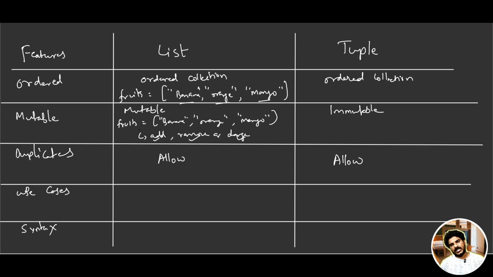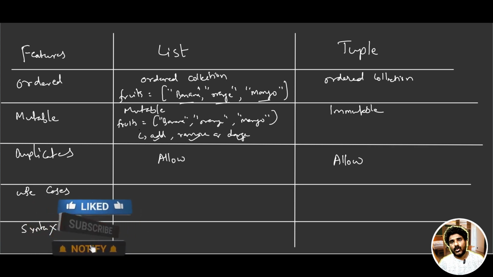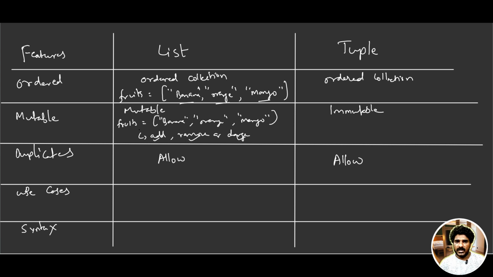Suppose your use case is that you declare a collection and later on you want to add something, remove something, or modify the collection altogether. In that case, you can use the list. A few examples are storing shopping lists and student grades.